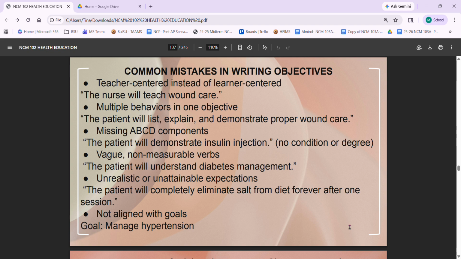Missing the ABCD components. Okay? So, the patient will demonstrate insulin injection. Walang degree. Okay? Walang condition. Vague, non-measurable verbs. So, as we mentioned, the patient will understand diabetes management. How? Paano niya ma-understand? Paano mo ma-measure? Okay, unrealistic or unattainable expectation. The patient will completely eliminate salt from diet forever after one session. Okay, that's unrealistic and not aligned with your goal. Let's say yung goal mo is to manage hypertension. Totally different yung nasulat mo.